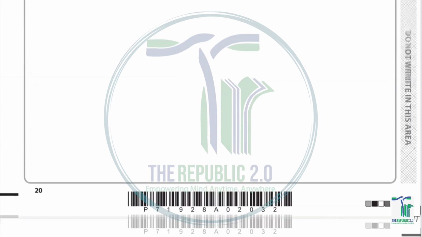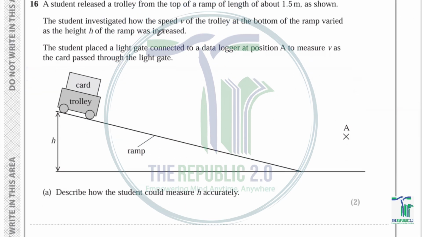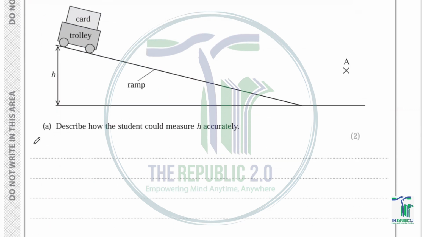Now we have the next question. A student released a trolley from the top of a ramp of length about 1.5 meters. As shown, the student investigated how the speed of the trolley at the bottom of the ramp varied as the height of the ramp was increased. The student placed a light gate connected to a data logger at a position A to measure v as the car passes through the light gate. How would you measure the h accurately? That's quite easy. First of all, a very usual or common way to measure this height is to use a meter rule.